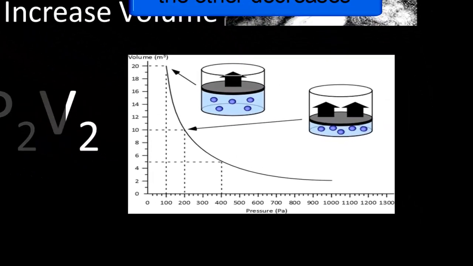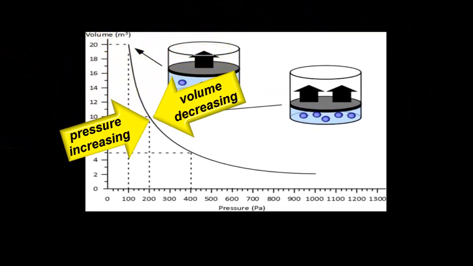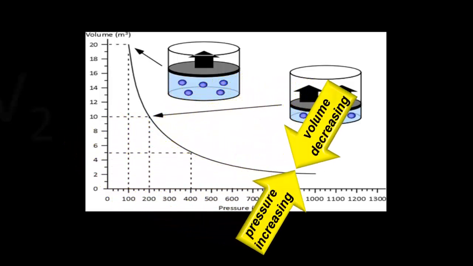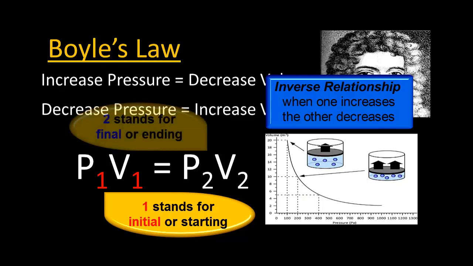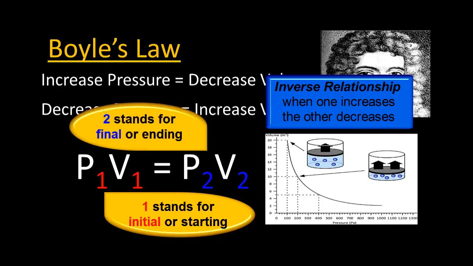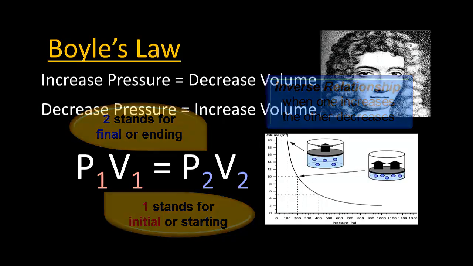If you look at the graph over here, as the pressure increases, you'll see that the volume decreases and vice versa. The ones stand for initial pressures and initial volumes. The twos stand for final pressures and final volumes.